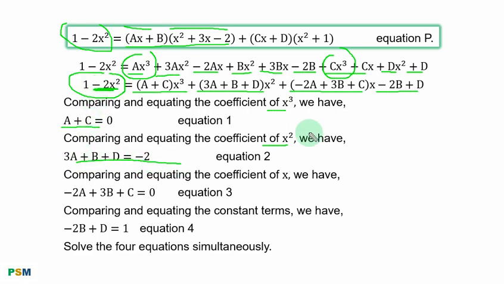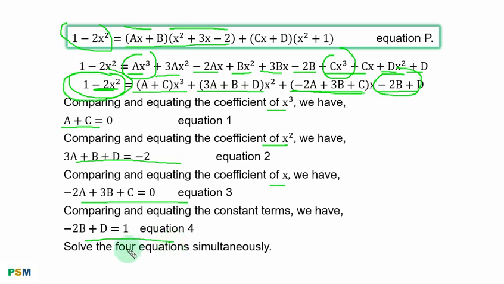You compare and equate the coefficient of s. You have this term equal to 0, because there is no s in the left hand side. You have this as equation 3. Lastly, you equate the constant terms. That is, this term equal to 1 as equation 4.